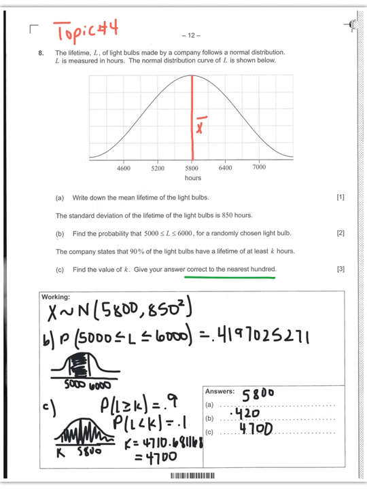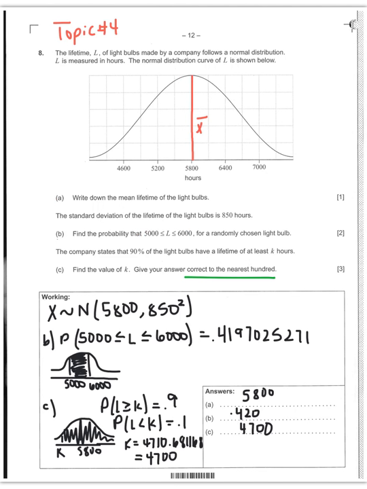And then they tell us the standard deviation is 850, and they want us to find the probability that the light is between 5,000 and 6,000 hours for a randomly chosen light bulb. So using your graphing calculator, if you don't remember, make sure you watch the video. You're going to use the normal CDF, and you get that the probability is 0.420.